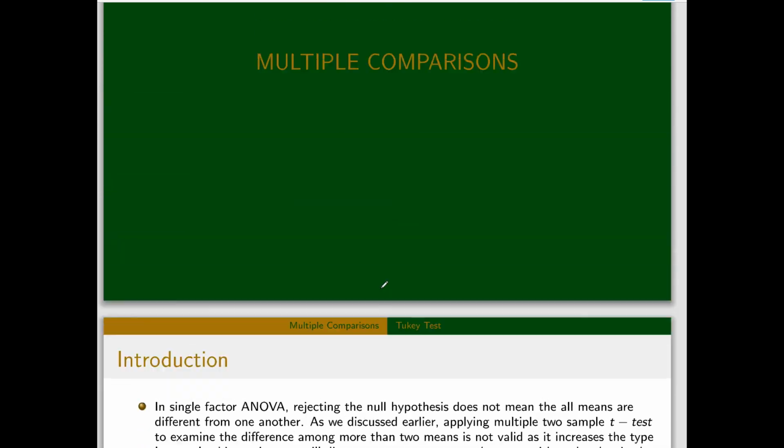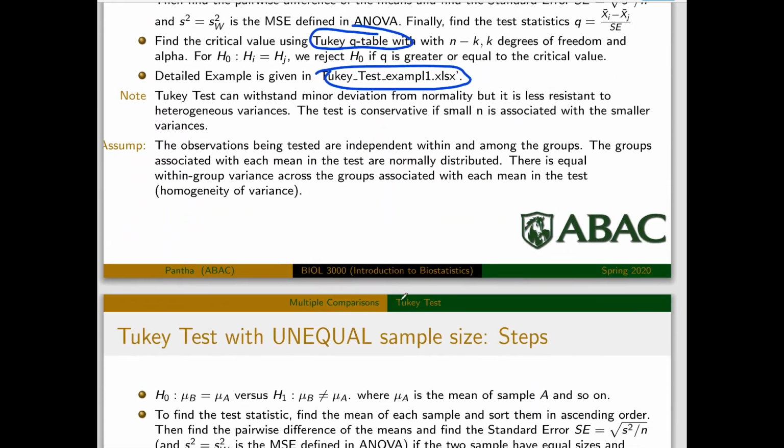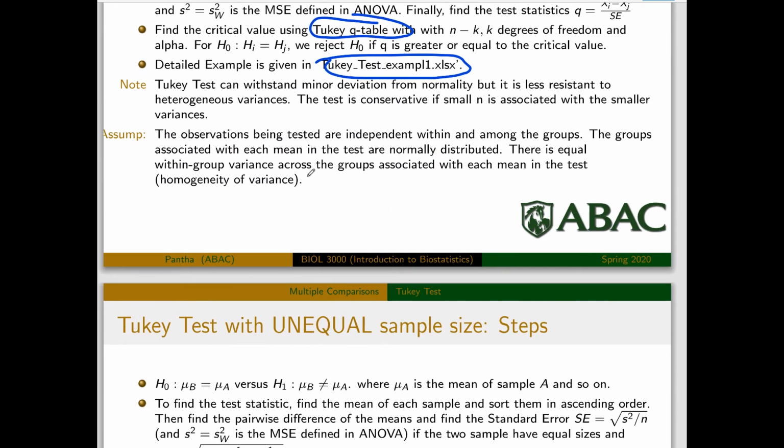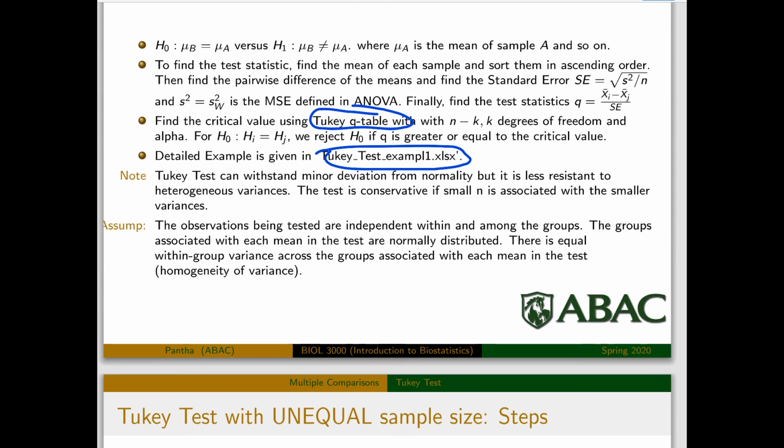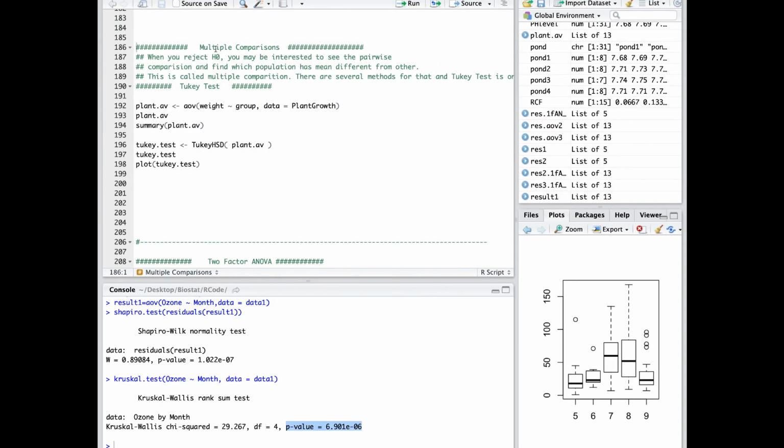I do not have a homework problem from this section, from the multiple comparison, but I'll give you one example in R. But in project 3, I will give you a question from this part 2, from the multiple comparison. Let me show you this multiple comparison. When you reject H0, you may be interested to see the pairwise comparison and find which population is different from the other, okay? This is called the multiple comparison. There are several methods for that, and the Tukey test is one of those.